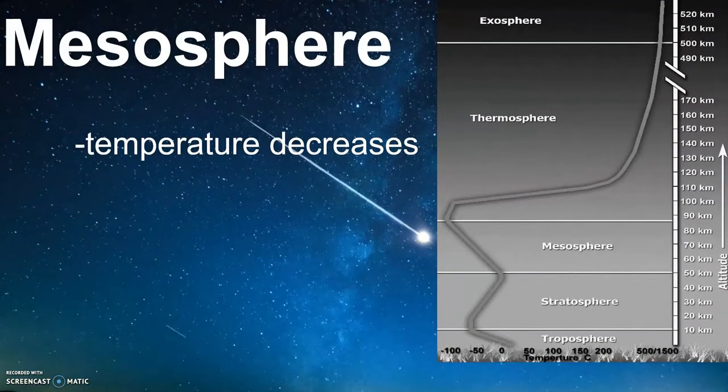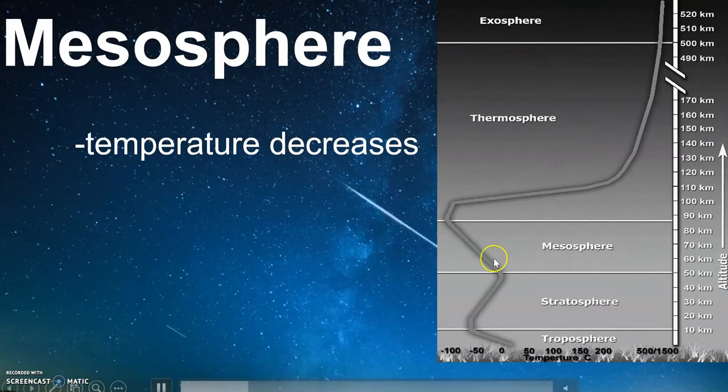Then another feature in the mesosphere is that temperature decreases as height or altitude increases. Okay, you saw here on the screen, on the graph, that its temperature decreases as altitude increases.